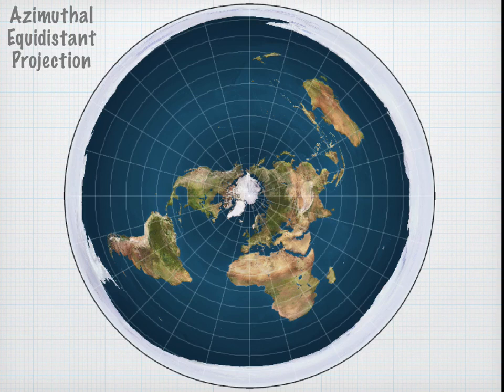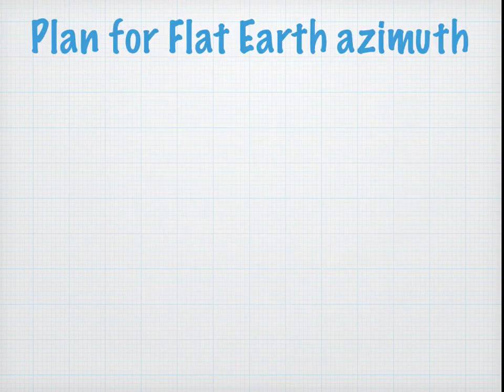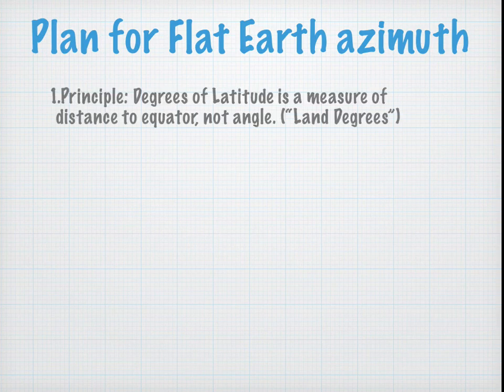And it'll make the calculations very, very easy. So we're going to figure out the azimuth of sunrise and sunset using a multi-step procedure.